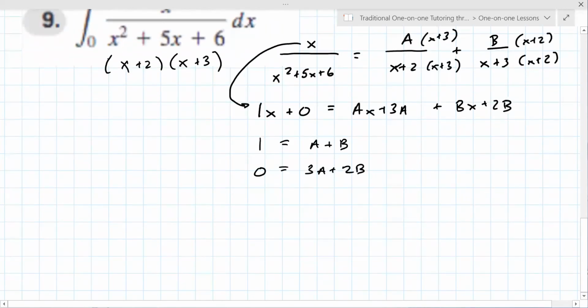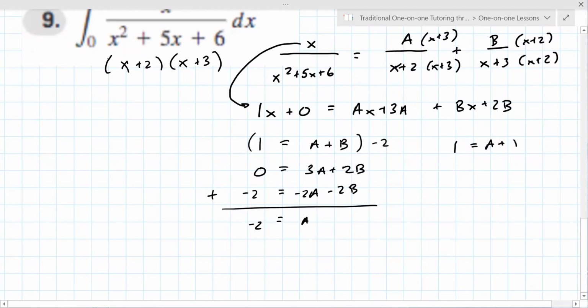Okay. So I guess I would multiply this by, I don't know, -2 maybe. So -2 equals -2a minus 2b. Then you add them. So a equals -2. And then you put that back into this first one. 1 equals a plus b. And maybe you can just see it here. A is -2. So b must be 3 to make that work.